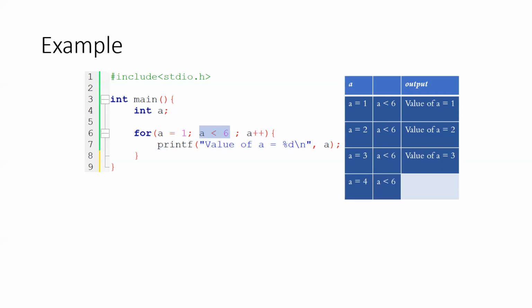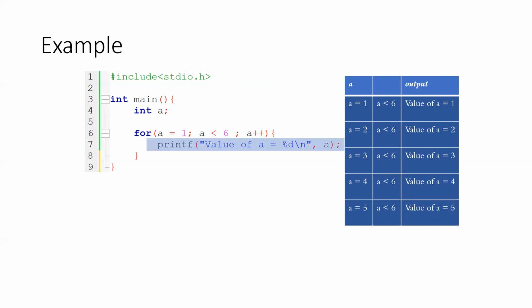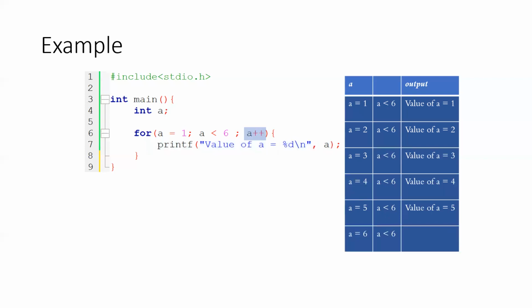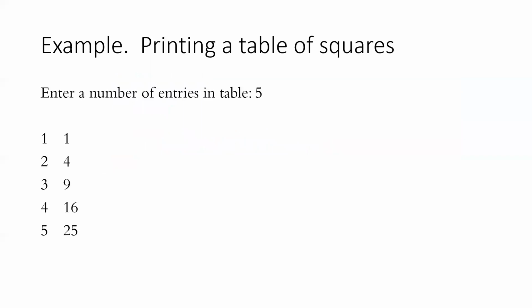a now becomes 4. 4 is still less than 6. It is true. So it prints the value of a, and then we increment a again. a becomes 5. 5 is still less than 6. So it continues to print the value of a. And now we increment a again. a becomes 6, and 6 is not less than 6. It now becomes false. Okay, so the loop will end.